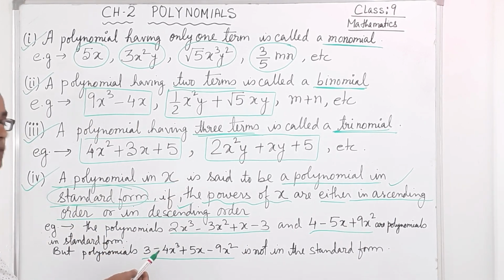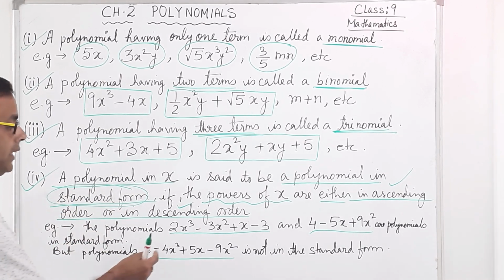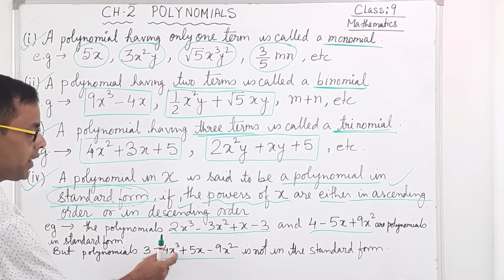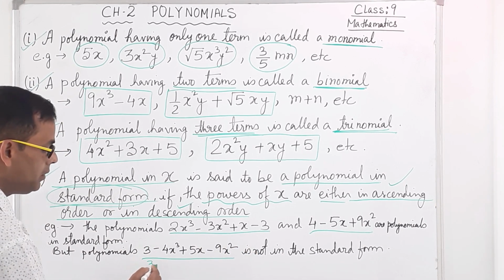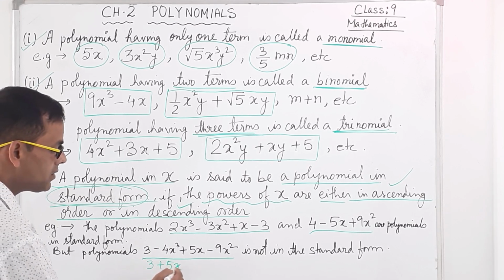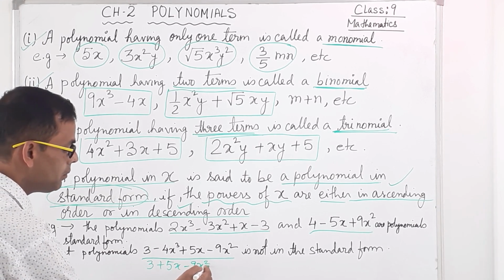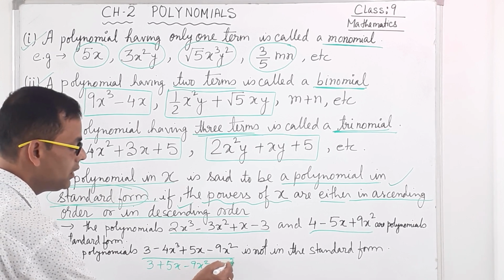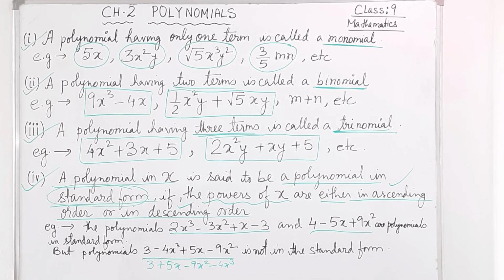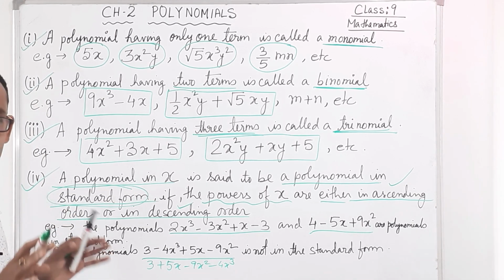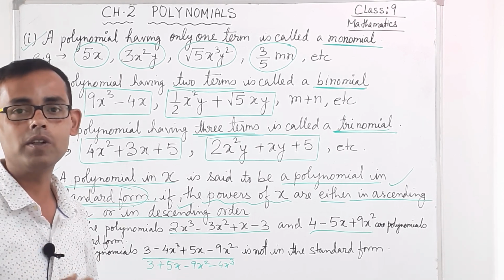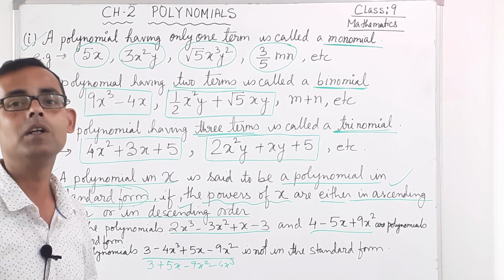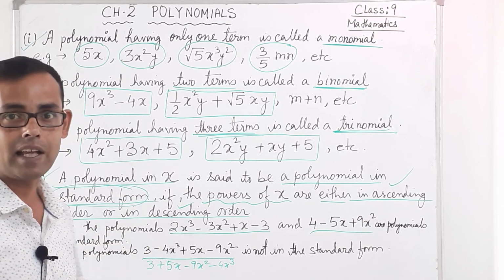Now this is not in standard form, we can make it in standard form by shifting. This minus 4x cube I have to keep at last. Then how will it become? It will become 3 plus 5x minus 9x square minus 4x cube. Now it becomes again in standard form. So I think the concept of polynomials you have understood nicely. Now in our next part we will start solving the exercise sums. So practice these things nicely.